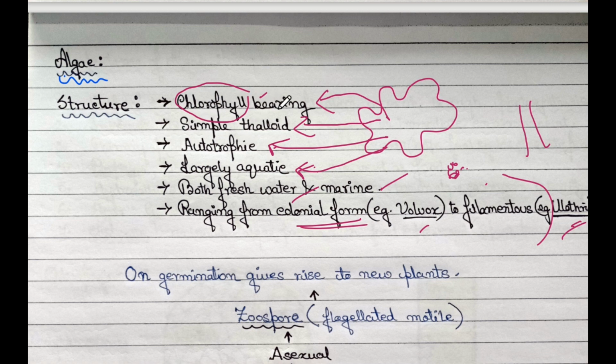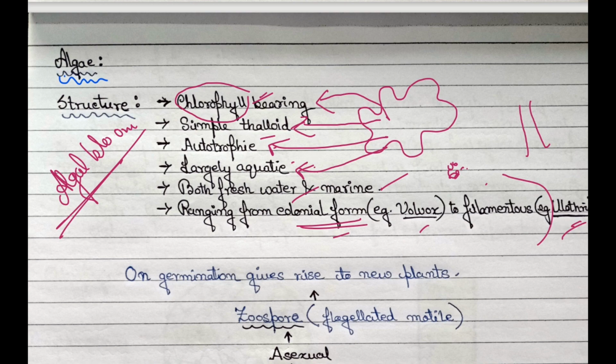So again, let us go through. It is chlorophyll bearing. It has a simple thallus-like structure. Since it is chlorophyll bearing, we can understand it is autotrophic. Its habitat is mostly aquatic, that we know since we can see a lot of algal bloom in water. This is a very hot topic in water pollution. Which type of aquatic? Both freshwater and marine. And how does it exist in the environment? Both in colonial form, like in volvox, to filamentous form, like in Ulothrix.